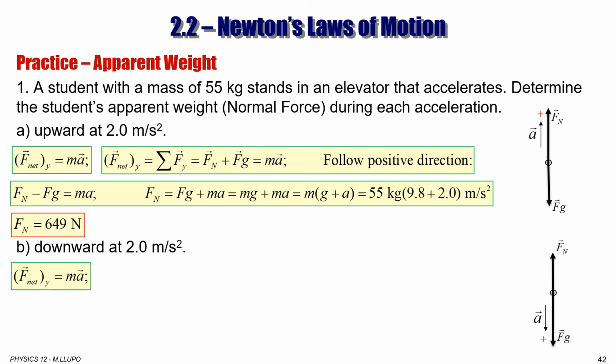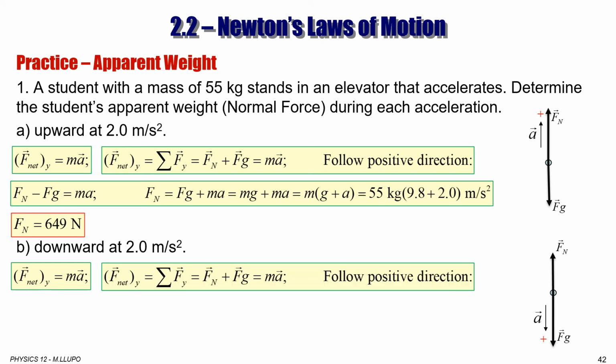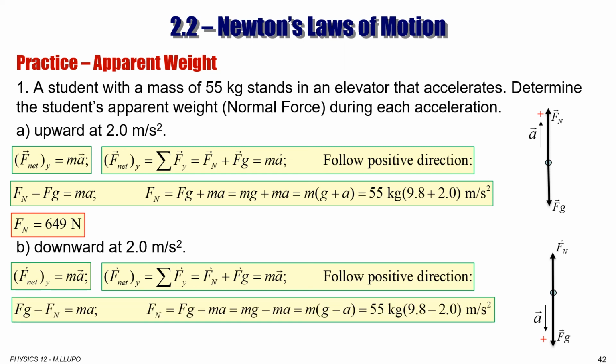We can solve for Fn, which is Fg minus ma. So Fg is mg minus ma. We factor m, g minus a. Then we can plug in numbers. 55 kilogram times 9.8 minus 2. That is 429. If you take a look, with acceleration upward, you feel heavier, and with acceleration downward, you feel lighter than normal. But what is normal?